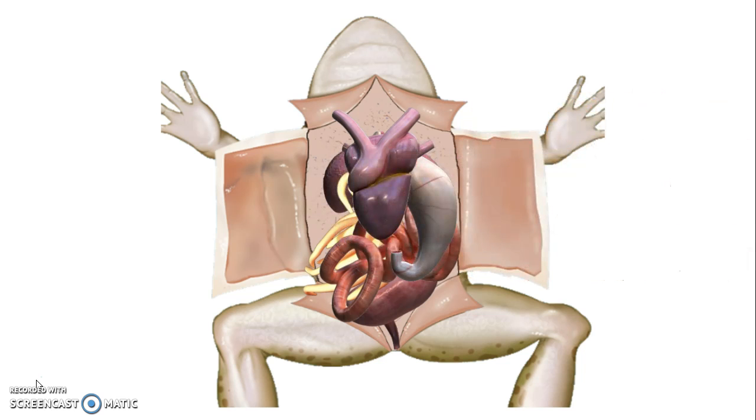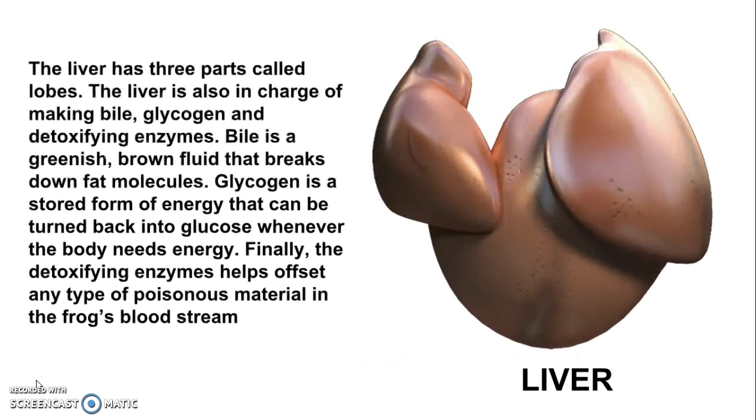And right now we just took out the liver. So here's the liver of the frog, and the liver has 3 parts called lobes. The liver is also in charge of making bile, glycogen, and deoxygenating enzymes.